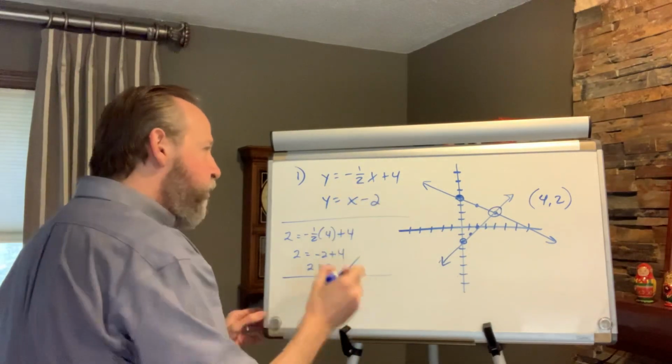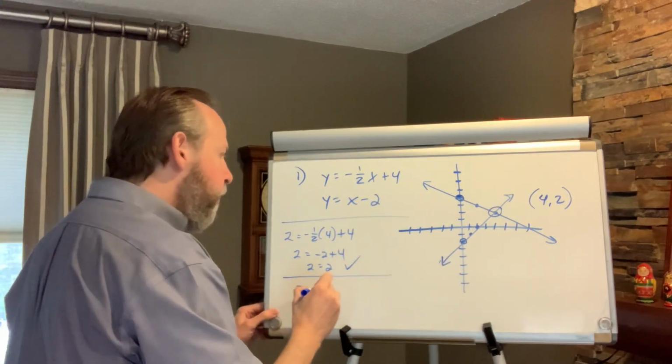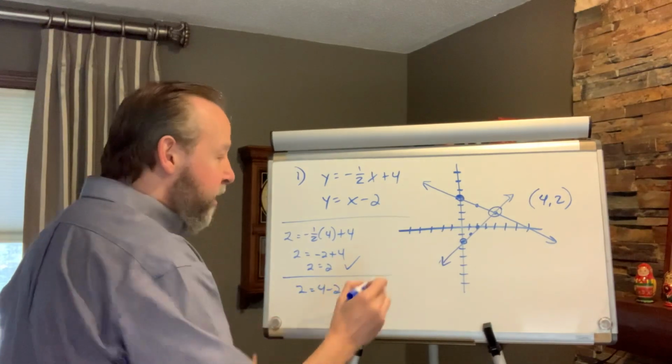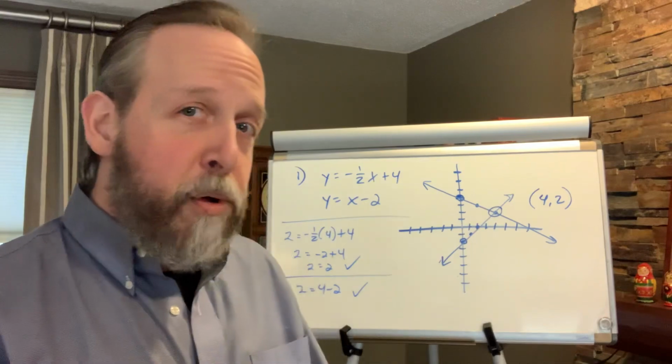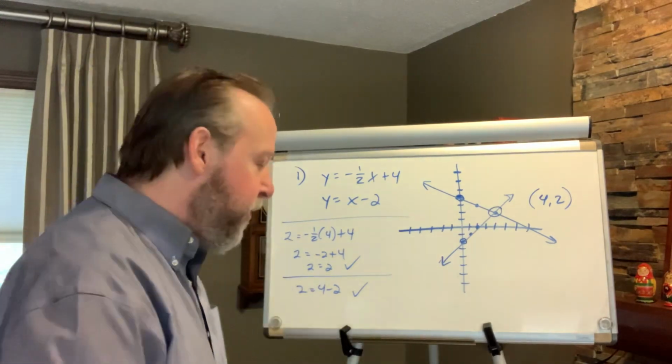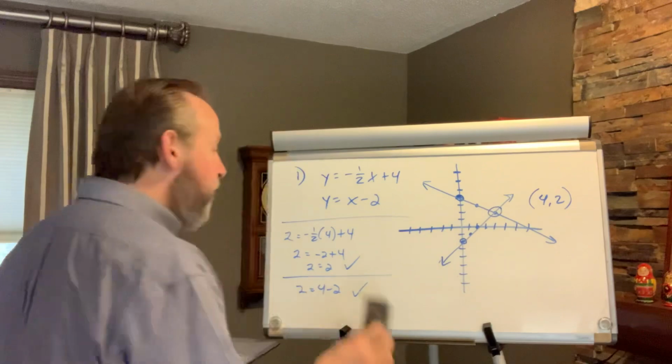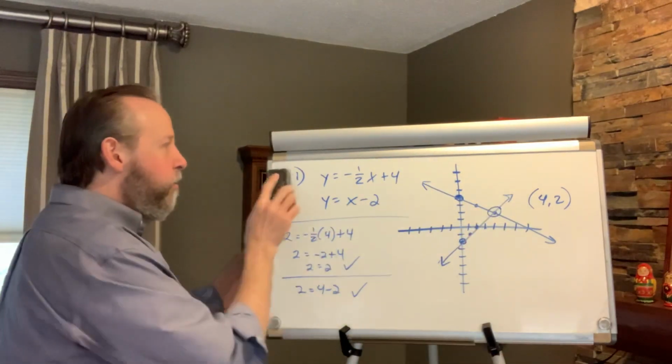The other line, I have to check that as well. Does 2 equal 4 minus 2? I'm pretty sure we can see it does. 2 does equal 4 minus 2. I got it right. So 4, 2 is the first solution there. And you should have solved it by graphing, and you should have checked it by plugging it in. All right, moving on.